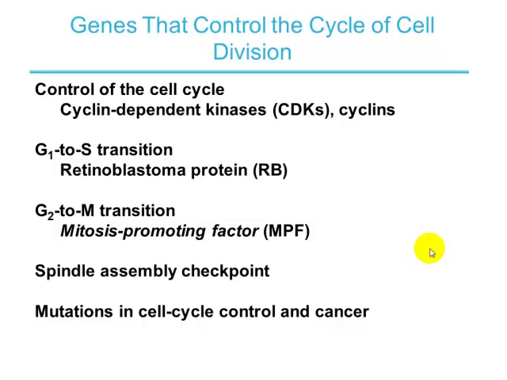And then from G2 to mitosis, you have another checkpoint, like mitosis promoting factor, and I will not focus on that one that much. This one is the most important one. And then you have another checkpoint that is spindle assembly. If all your chromosomes are not lined up, then the cell does not divide. These are the most important checkpoints for the cell division.